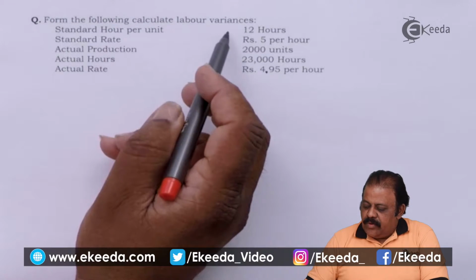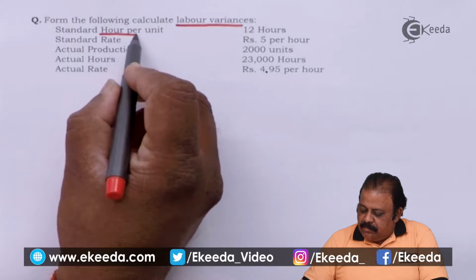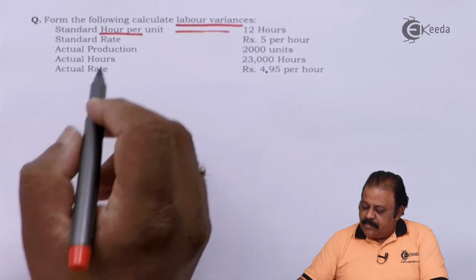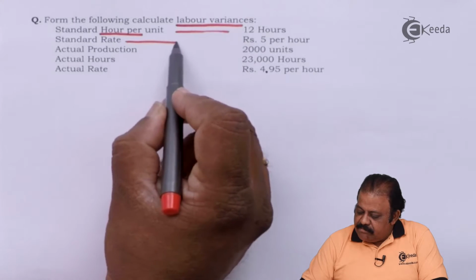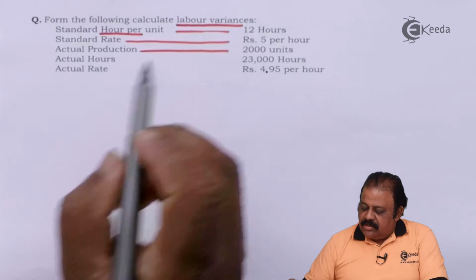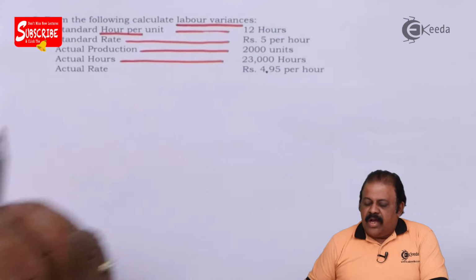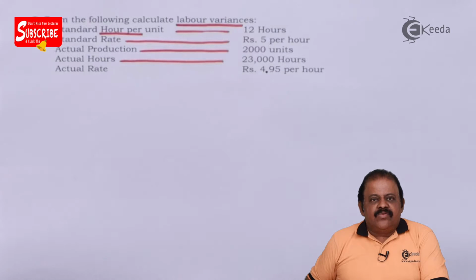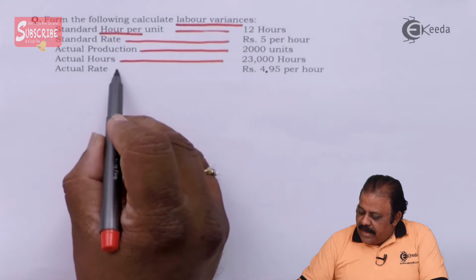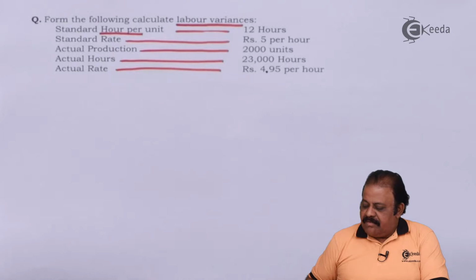From the following, calculate labor variances. Standard hour per unit 12 hours. Standard rate rupees 5 per hour. Actual production 2000 units. Actual hours 23,000 hours. Actual rate 4 rupees 95 paise per hour.